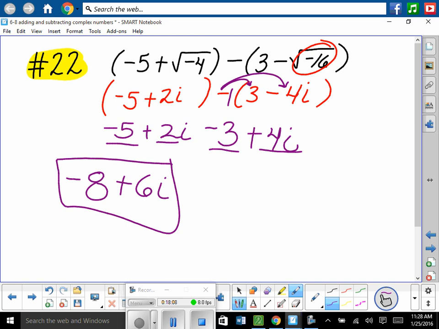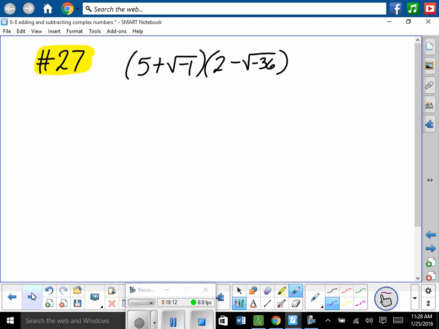One more like that from the worksheet. Okay, I'm going to do 27. So we have 5 plus the square root of negative 1 times 2 minus the square root of negative 36. They're complex numbers in disguise, so rewrite them. So this is 5 plus, what's the square root of negative 1? i. And then we have 2 minus, what's the square root of negative 36? 6i, right, everybody? Then from there, we're going to distribute and combine like terms.